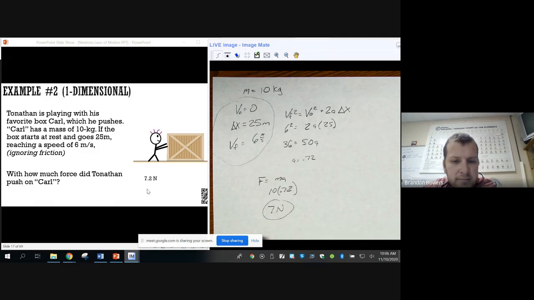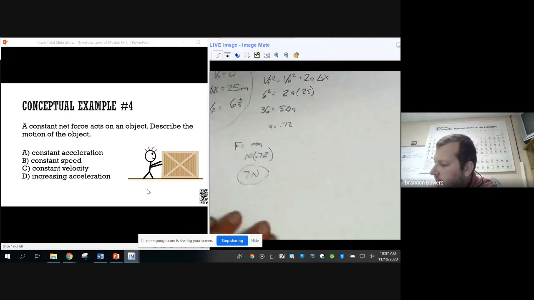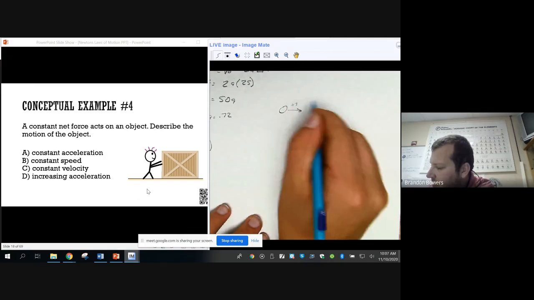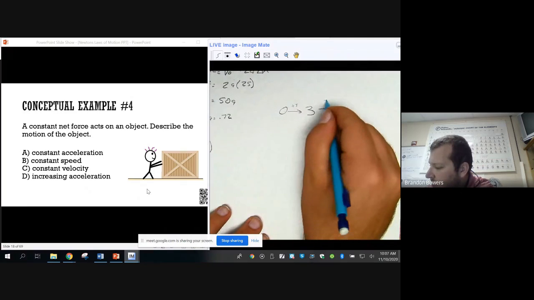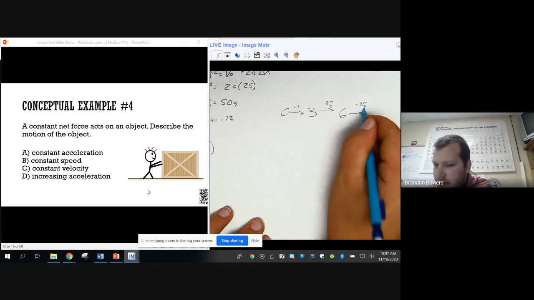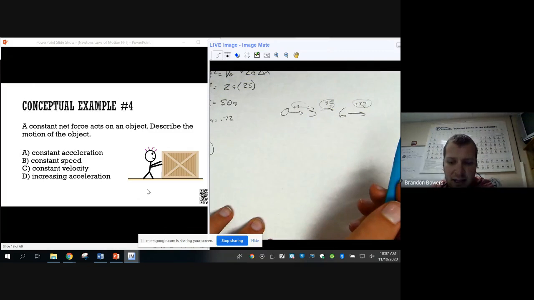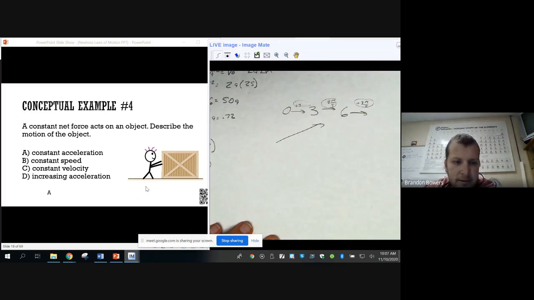Next question. A constant net force acts on an object. Describe its motion. So a constant net force. Let's say you start at 0 and you add 3 meters per second. So you're going 3. Then you add 3 meters per second, so now you're going 6 meters per second. You add 3 meters per second again. This means you're at a constant acceleration, right? You're constantly accelerating in the positive direction.